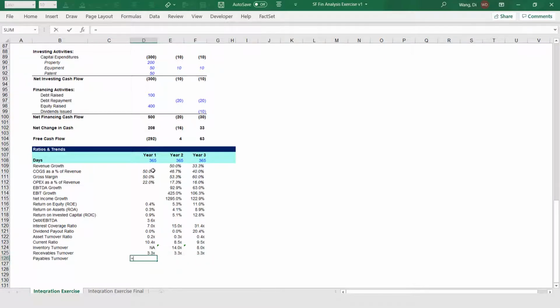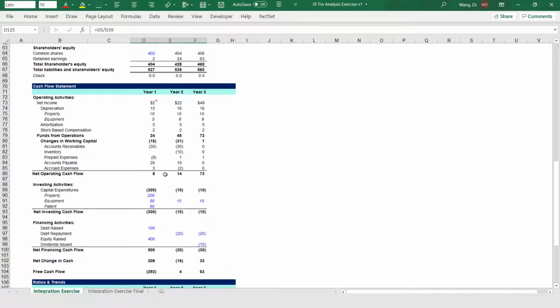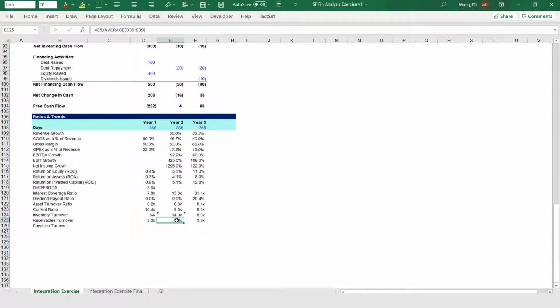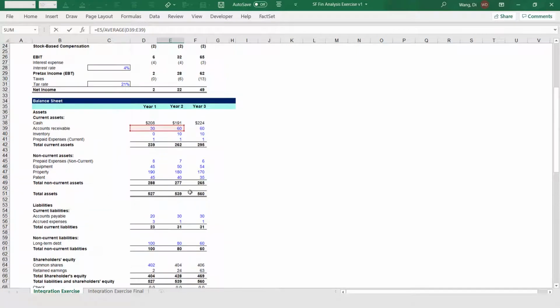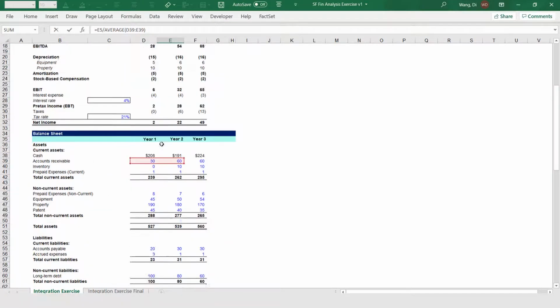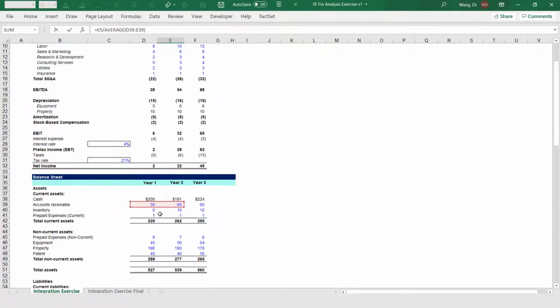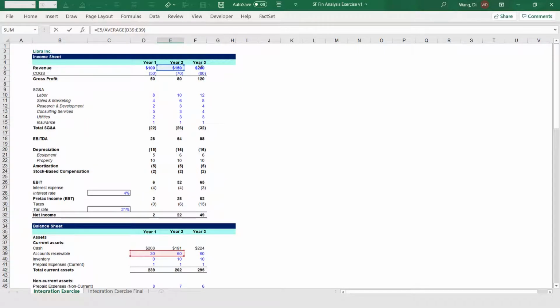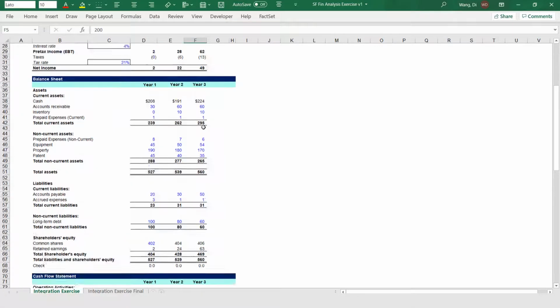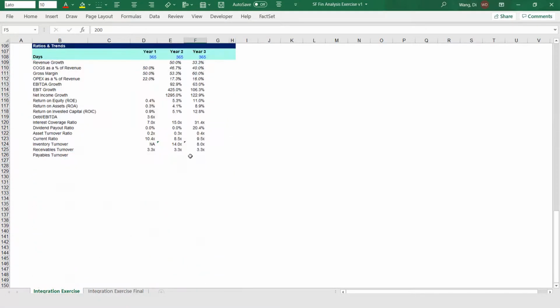Payables turnover. We're just going to double check to see that these numbers are not the same, and they are the same. So we're going to do some auditing to see why that's the case. Okay, so 150 divided by 30, 200 divided by average of 60. Okay, so that makes sense. We're going to get 3.3 times each time.